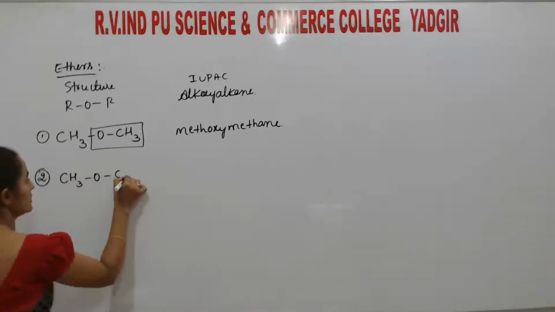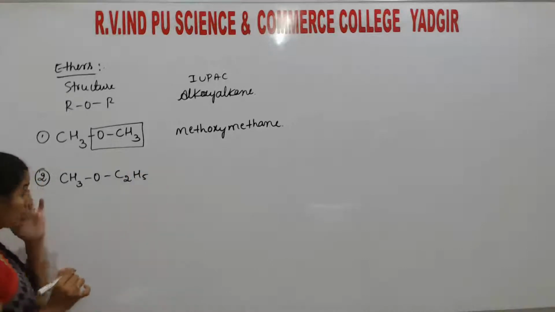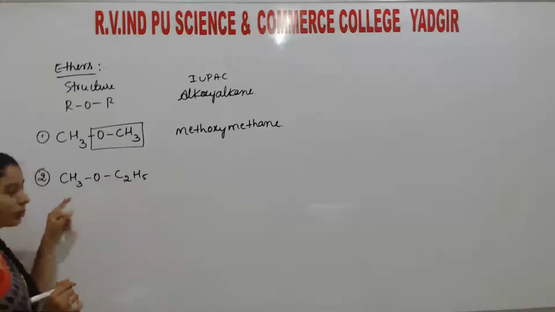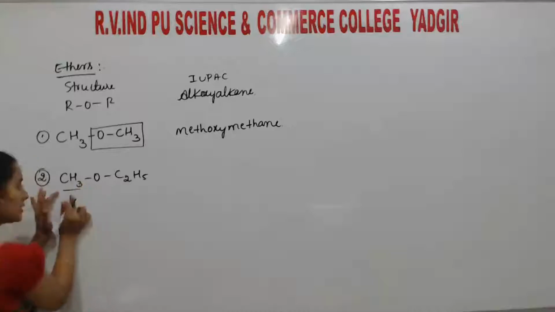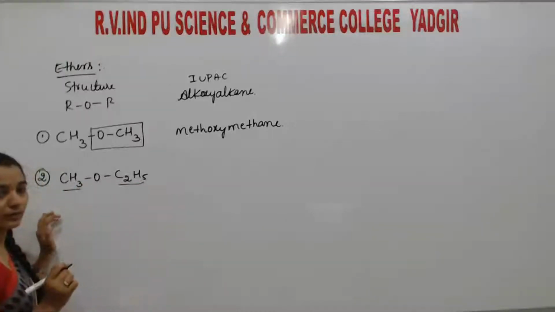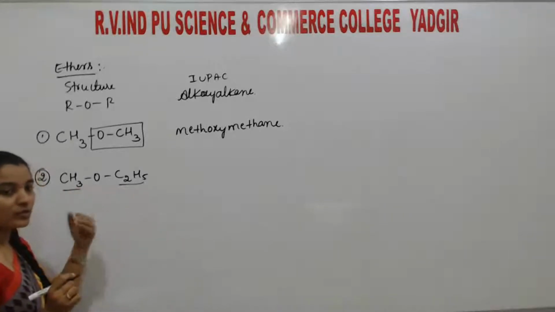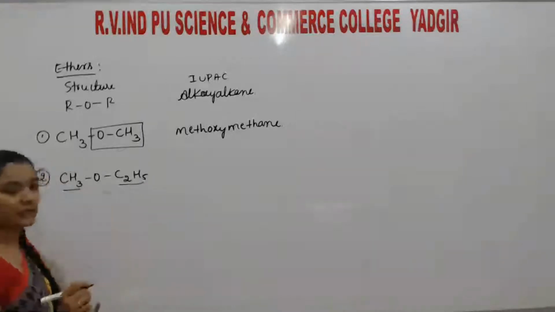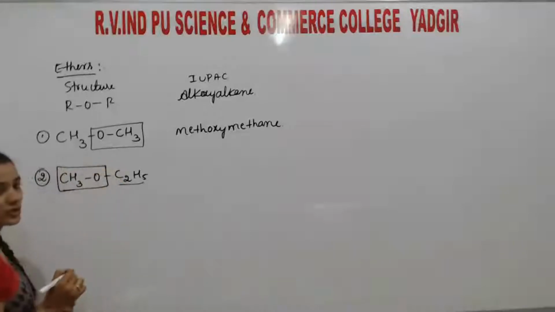CH3OC2H5. So C2H5 means that is the ethyl group. This one is methyl. The parent chain on the left-hand side consists of one carbon, and on the right of two carbon atoms. Among 1 and 2 carbon atoms, which one is greater in number? 2 carbon. So this is considered as the parent chain, and this one is considered as the functional group.